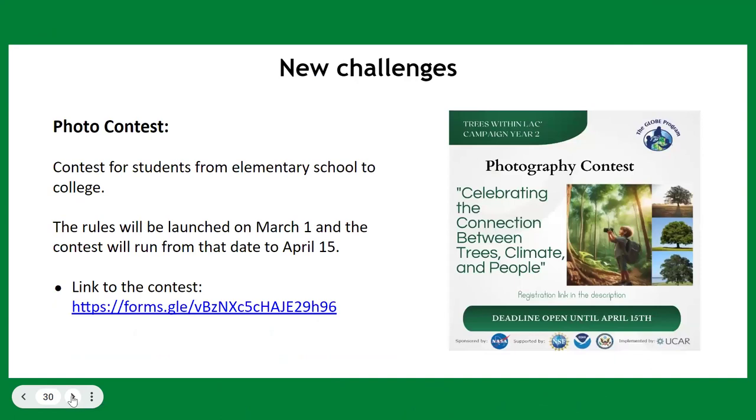We have new challenges. For example, the photo contest for this year. Last year we had the drawing contest for students. Now, this year, we pretend that the students take photos of the common or the popular or the most attractive trees they have in their study sites, for the flowers, for the fruits, for the whole tree as we see it in the landscape. So this contest is for students of primary school, one category, the other is for secondary school, and the other is for university students, and it is being applied from March 1st to April 15th.